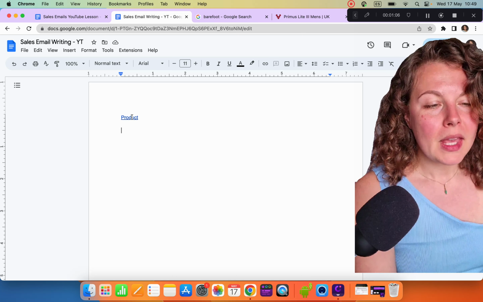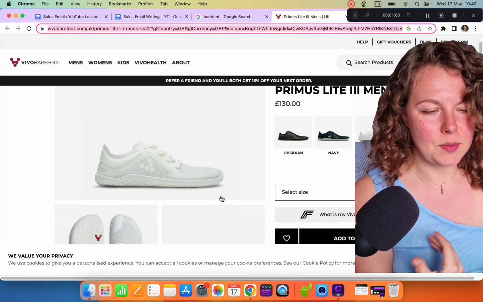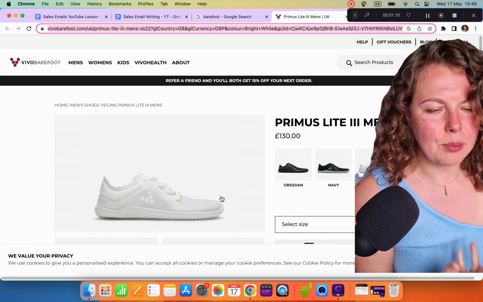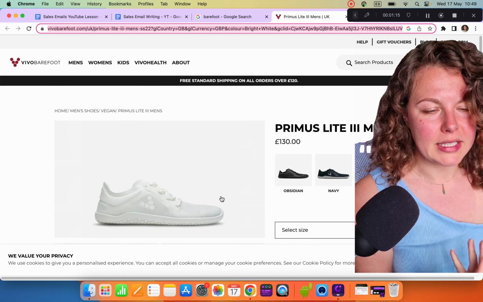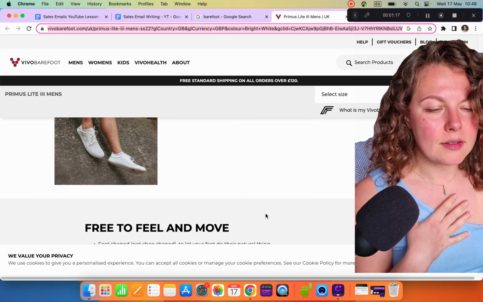As a product, I picked this specific shoe. It's a barefoot shoe. I don't know why I picked this one, just a random product that we can write a sales email for.